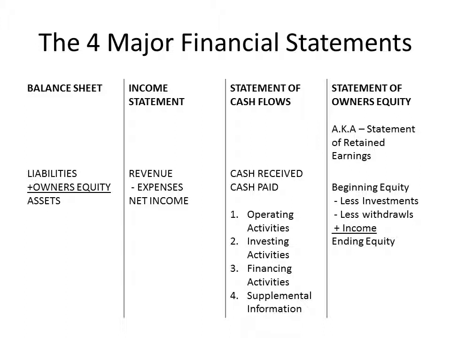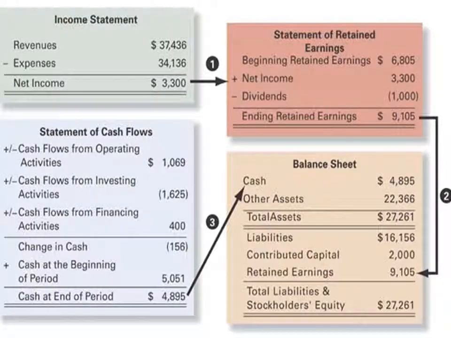Your statement of cash flows is going to talk about cash received and cash paid from operating activities, investing activities, financing activities, and supplemental information as well. And then your statement of owner's equity or statement of retained earnings, whichever one you want to use, is going to give us our beginning equity, less our investments, less our withdrawals, plus our income, to get us our ending equity.